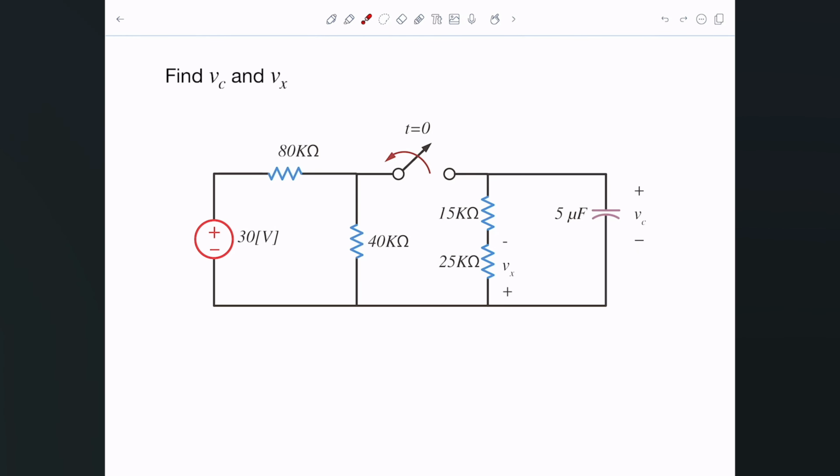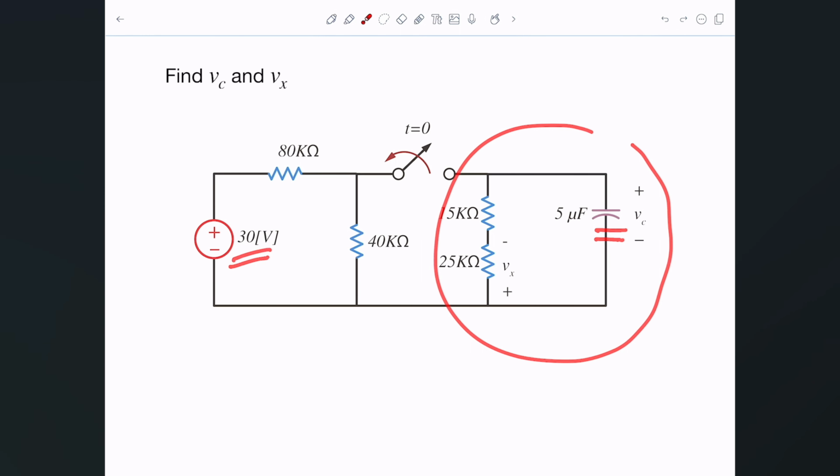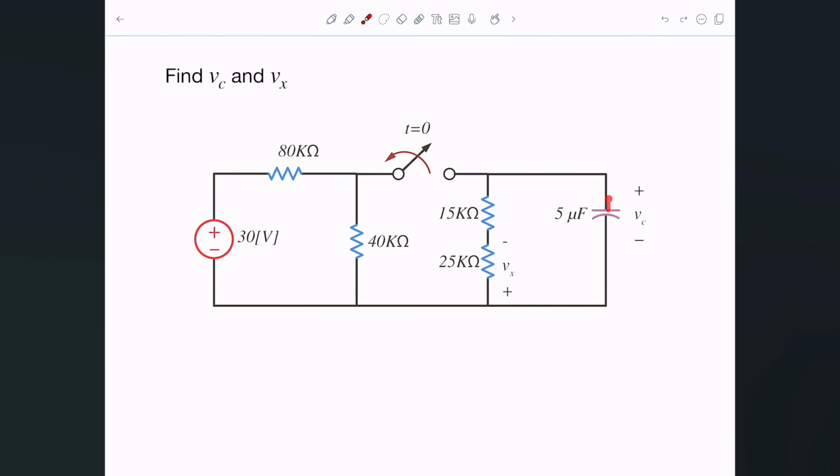In this example, we're given a circuit that had the switch connected to this point for a very long time, and at time t equals 0, we just open that particular circuit and we'll end up with this part. And in this part, of course, the capacitor beforehand was being charged with the 30 volts source. After that, we'll have a natural response here, or basically give that energy to the 15 kilo ohms and the 25 kilo ohms.